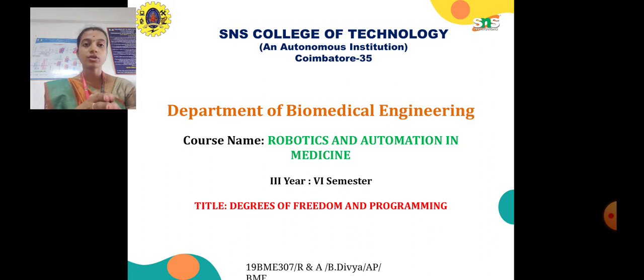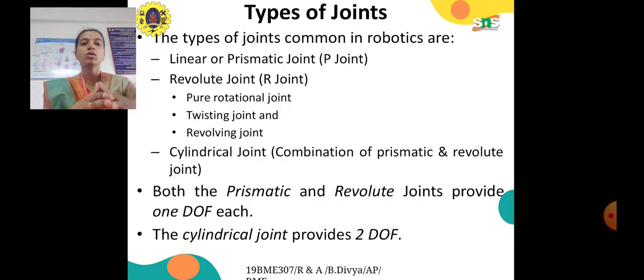In this video, we are going to see about degrees of freedom and programming of the robots, right? Degrees of freedom and programming, how it has been programmed, okay? What is degrees of freedom? Degrees of freedom is the types of joints. It is nothing but the types of joints. How many joints are there in a robot?